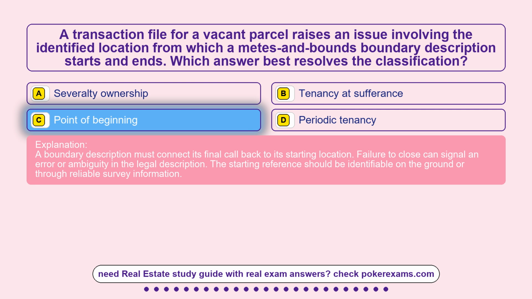A boundary description must connect its final call back to its starting location. Failure to close can signal an error or ambiguity in the legal description. The starting reference should be identifiable on the ground or through reliable survey information.